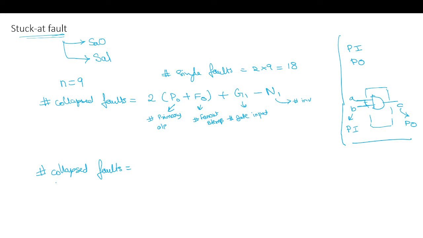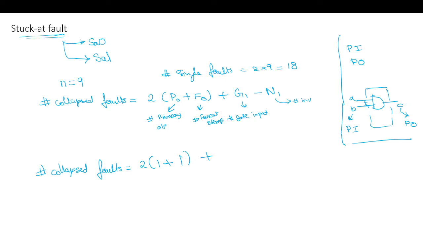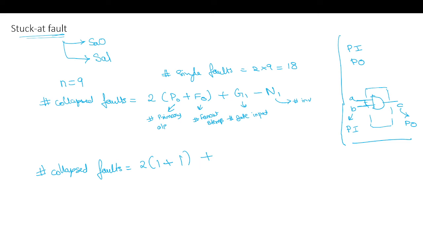Okay, so now we have only one primary output plus the fan-out branch. Here, any fan-out branch; this is one such fan-out stem. So we have one fan-out branch plus gate inputs. This is 2, 3, 4, 5, 6, 7, so total 7 gate inputs, and we have one inverter. This gives 2 times 4 plus 7, that is 11, minus 1, it is 10. From 18 we have reduced to 10 fault sites. So this gives a reduction of around 50 to 60%.